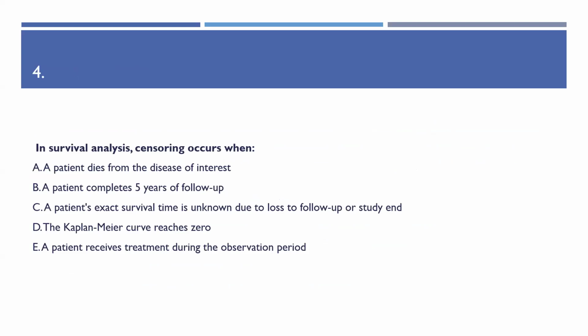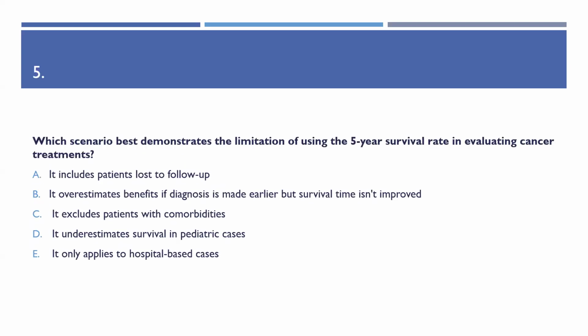MCQ number 4. In survival analysis, censoring occurs when A, a patient dies from the disease of interest. B, a patient completes 5 years of follow-up. C, a patient's exact survival time is unknown due to loss to follow-up or end of study. D, the Kaplan-Meier curve reaches zero. E, a patient received treatment during the observation period. So C is the right option.